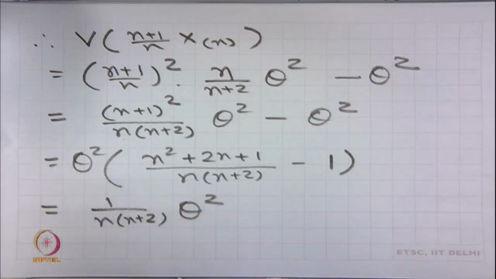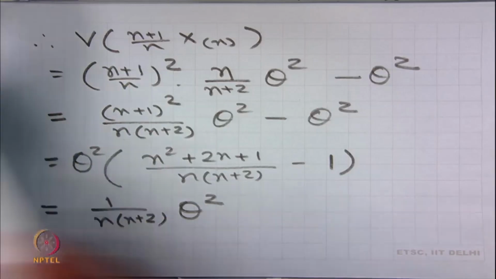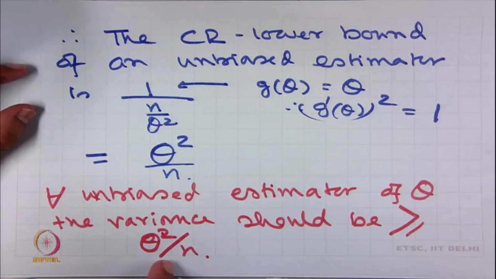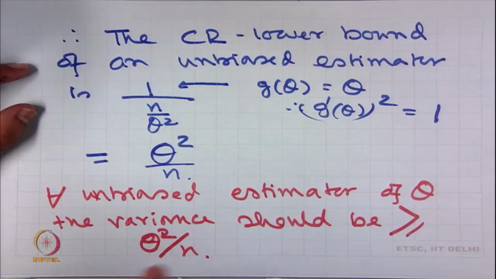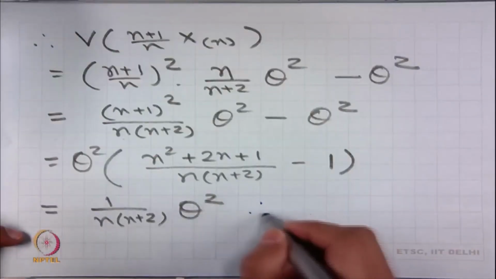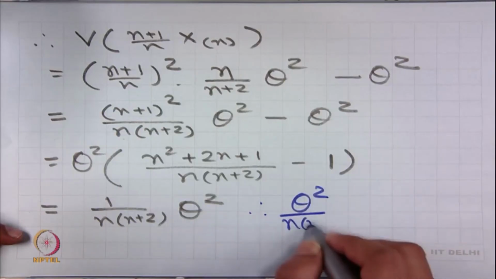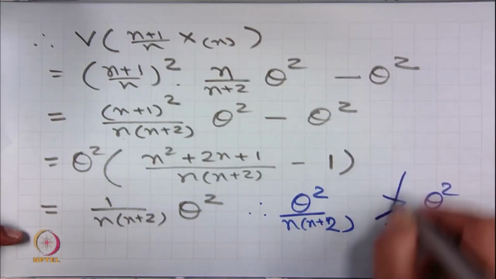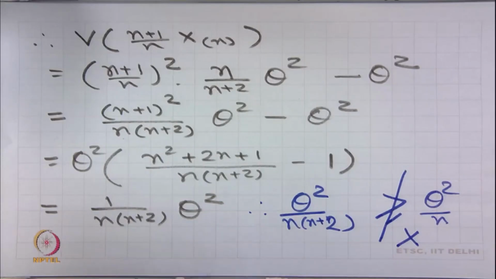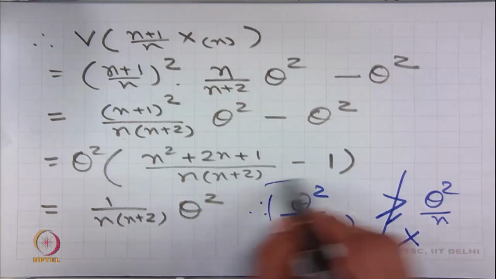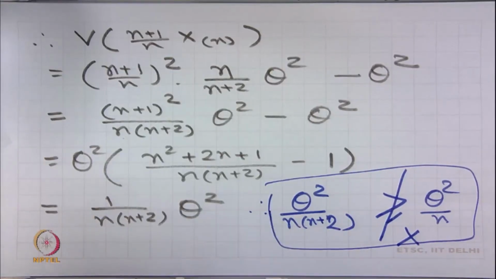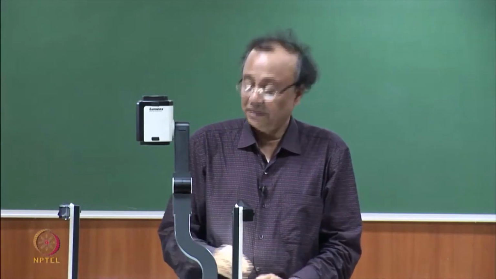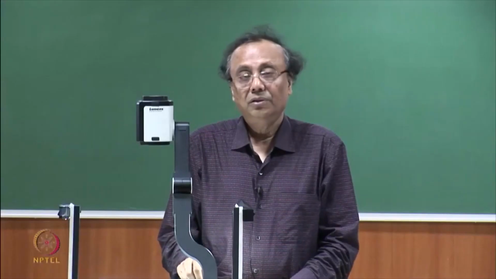And we have already found that the Cramer-Rao bound is θ²/n. Therefore, θ²/(n(n+2)) has to be greater than or equal to θ²/n, which is not correct for any positive n, because n is the number of samples, and n is an integer 1, 2, 3, therefore, this is never valid. Or in other words, we have found an unbiased estimator whose variance does not obey that Cramer-Rao lower bound.